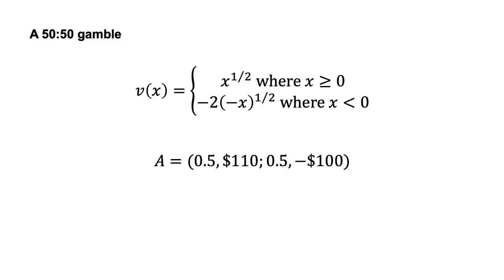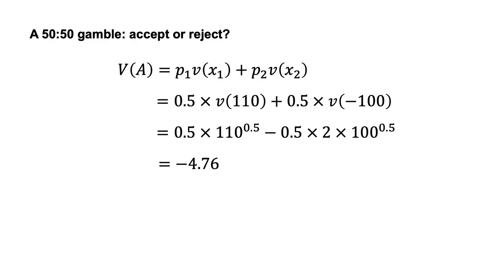Albie is offered the gamble A, a 50% chance of winning $110 and a 50% chance of losing $100. Will Albie want to play this gamble? To determine this, we compare the weighted value of the gamble with the weighted value of rejecting the offer.